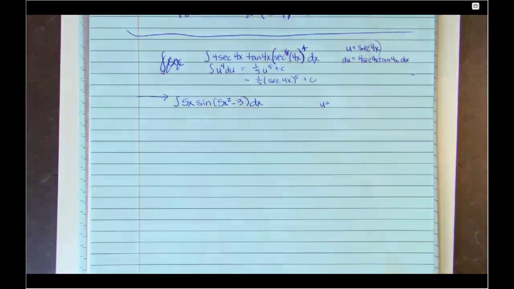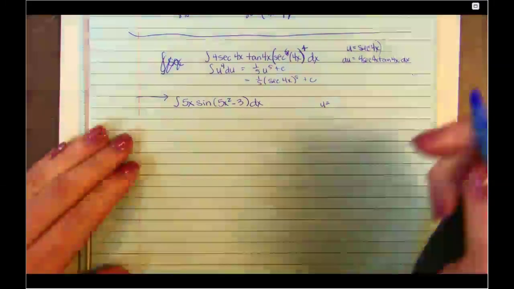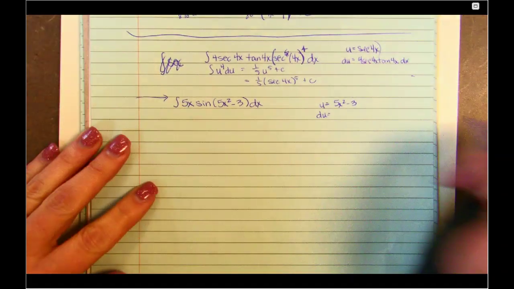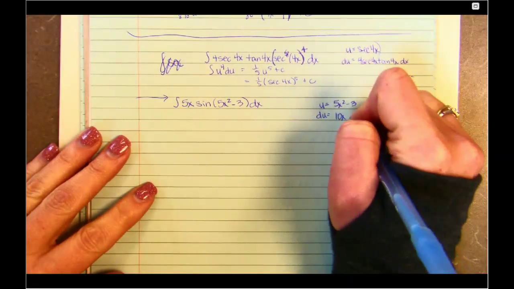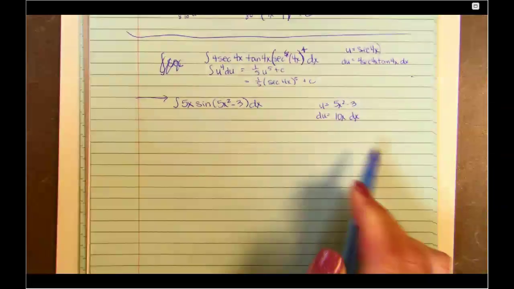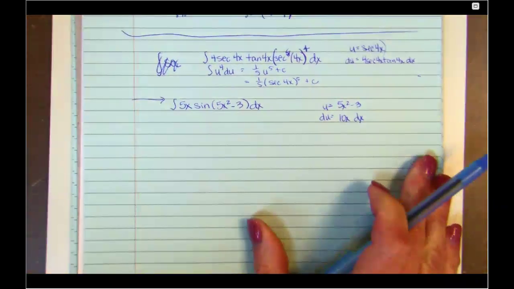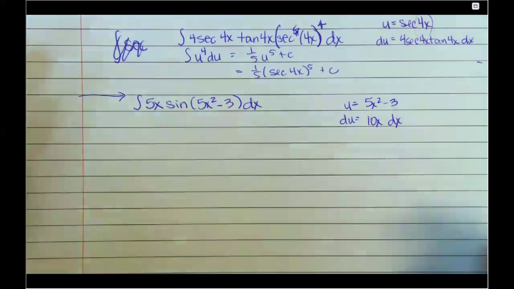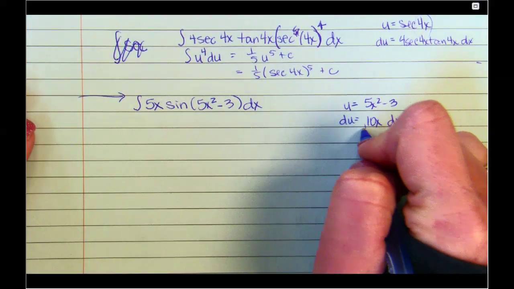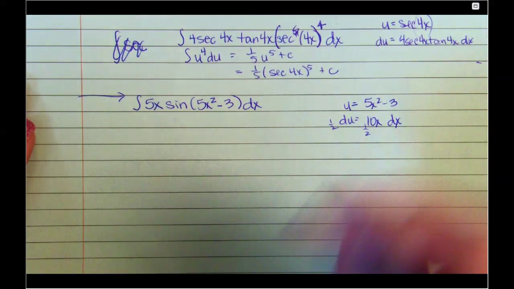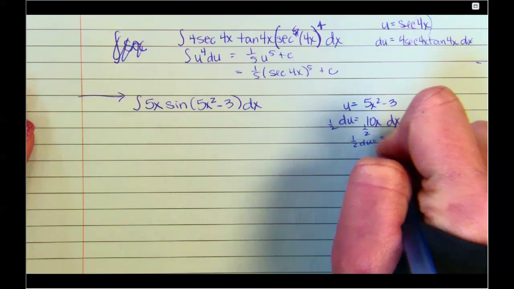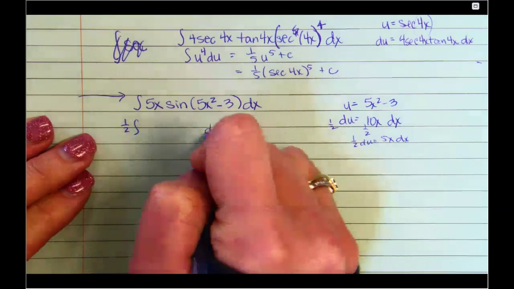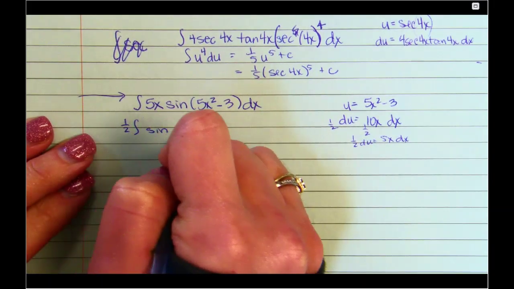Okay. What is the u on this? 5x squared minus 3. What's du? 10x dx. Don't forget your dx, it's part of the substitution process. Okay, so we'd like it to be 5x, so I've got to cut it in half, right? So 1/2 du is equal to 5x dx. So when I replace, it's 1/2 and a du and a sine of u.